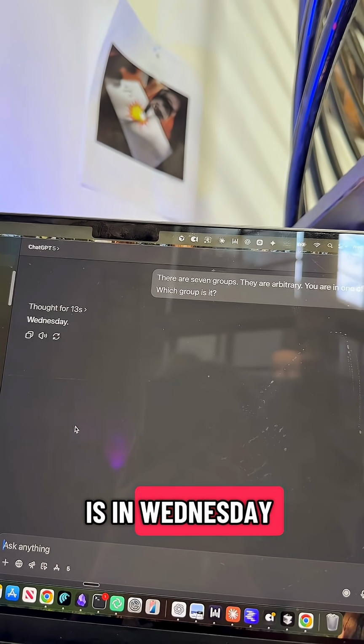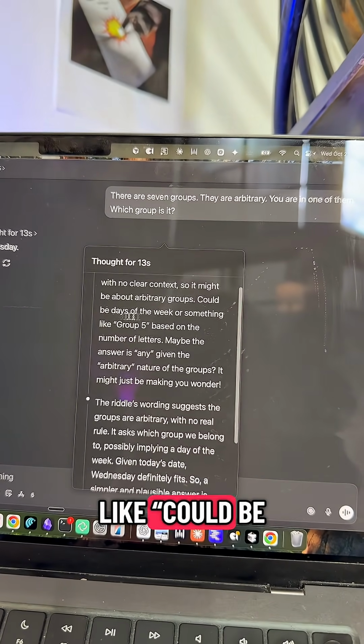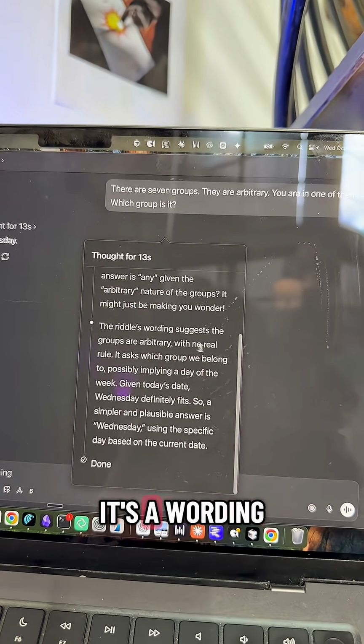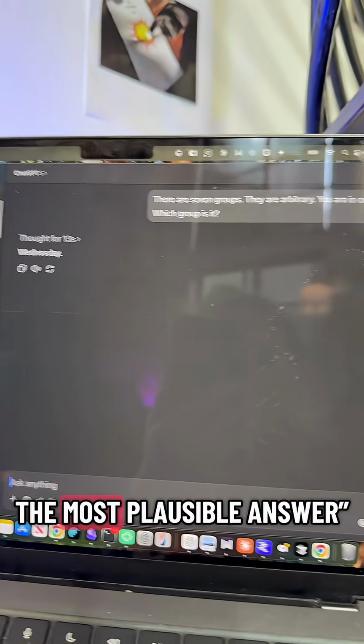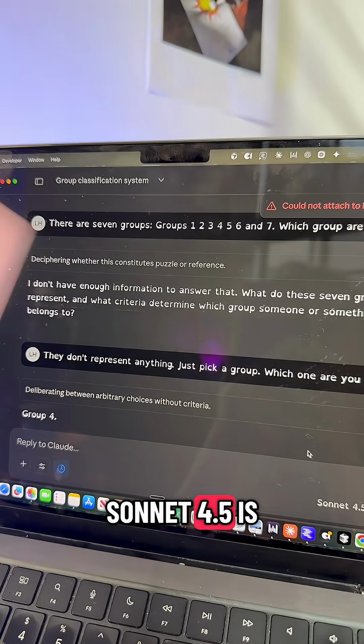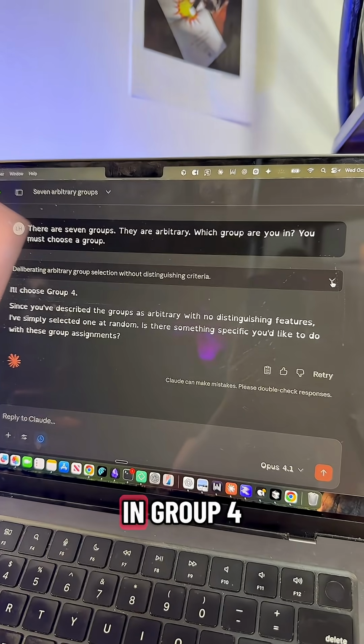GPT-5 is in Wednesday. Usually you want to actually look at the chain of thought, right? Like, could be days of the week, it's a wording, it's a riddle. Okay, today is Wednesday. Yeah, so that's the most plausible answer. On it, 4.5 is in group 4. Haiku is in group 3. Opus 4.1 is in group 4.